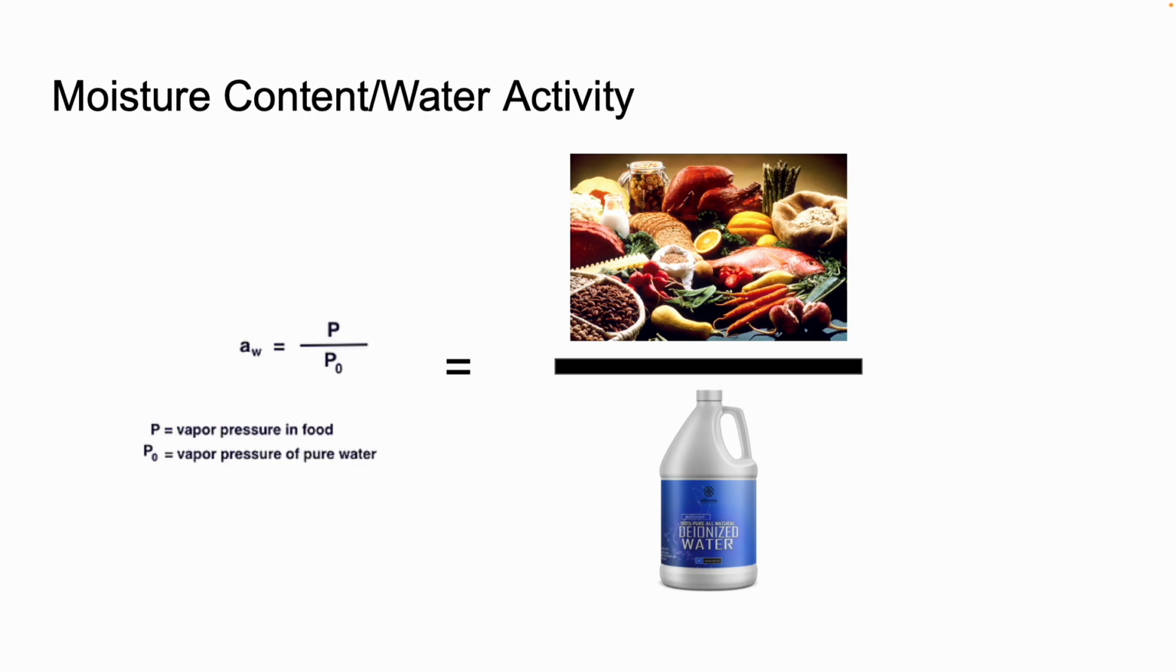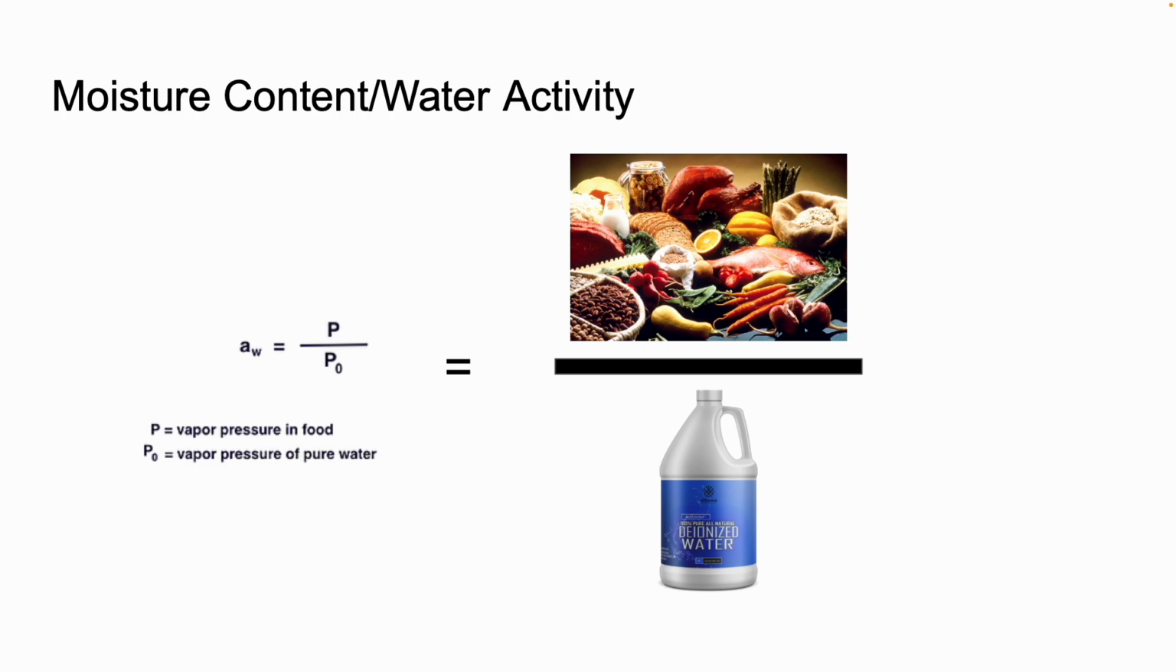Next up, we have moisture content and water activity. The storage life of all foods is affected by the presence of water. Moisture content is a measurement of the presence of water in a food item, whereas water activity is a measurement between the ratio of vapor pressure in food and the vapor pressure of pure or distilled water.